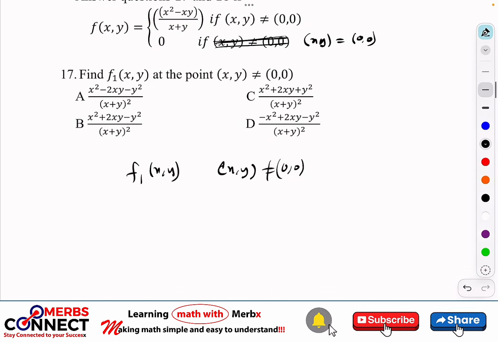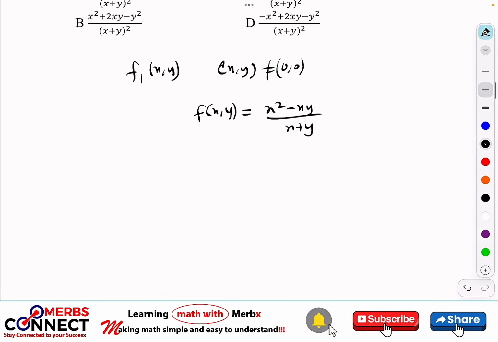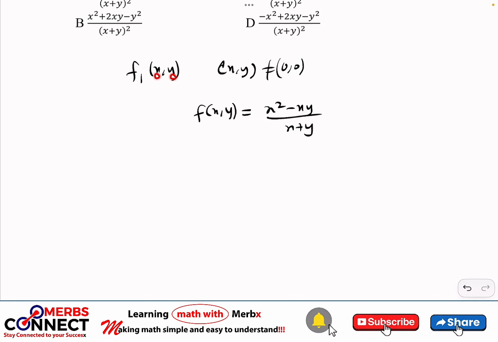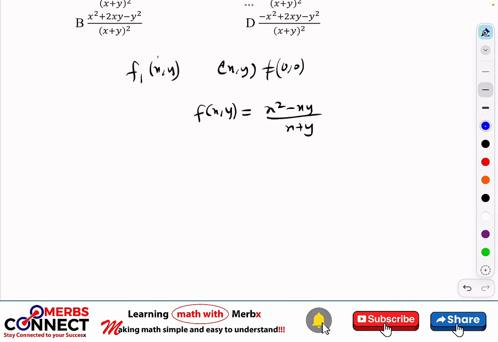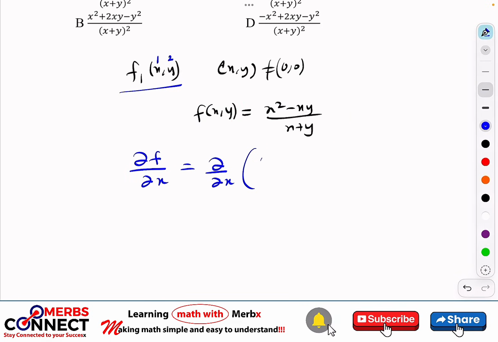So at this stage, our f of x, y is the same as x squared minus xy divided by x plus y. Great. We need f1. F1 means that, look at the function here. We have x and y. So this first variable here is 1 and this is 2. So it means that what we have here is partial of f with respect to x. So that's what we need here. So this is the same as partial of x, but this f here is this. So we are going to have x squared minus xy divided by x plus y.